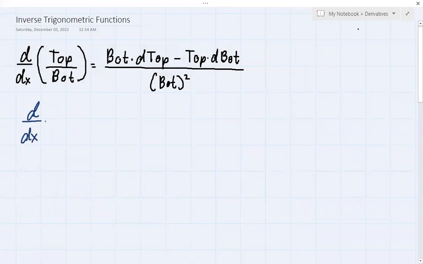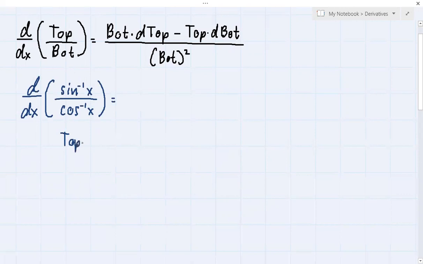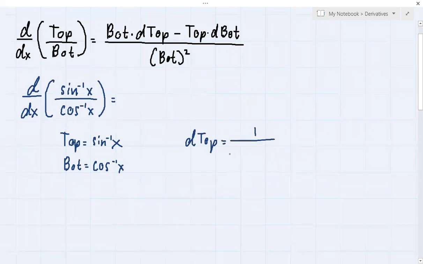So let's have this one. Our first example is getting the derivative of arc sine all over arc cosine. So now, if you're going to take a look, yung nasa taas or si top, we have arc sine. Then on the bottom or bot, sa baba mismo, we have arc cosine. Now, let's get their derivatives. So, ang derivative ng top, which is derivative ng arc sine, this is 1 all over the square root of 1 minus x squared. Then, sa bottom mismo, if you're going to recall, almost the same lang sila sa derivative ng arc sine, pero negative na lang siya. So, magiging negative 1 all over the square root of 1 minus x squared.